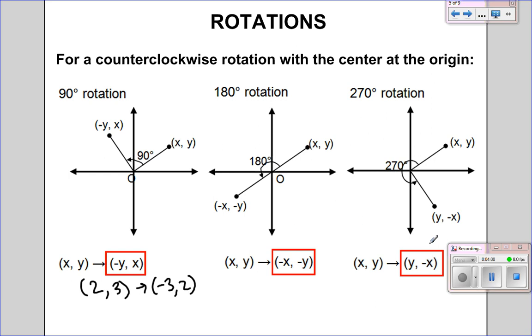When you do a 270-degree rotation, once again, the y moves up to the first location, but this time it stays the same. The x moves to the second place, and it changes sign. So if you'd started here with, let's say, (-3, -4), well, the y would go up first, so -4, comma, and then -3 would go to the back and change signs, 3.